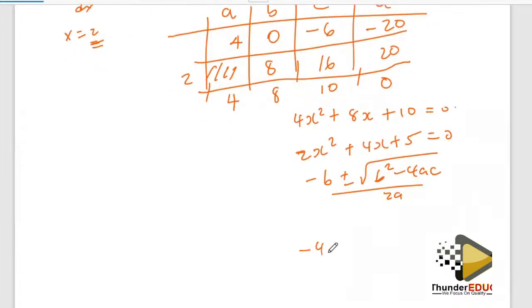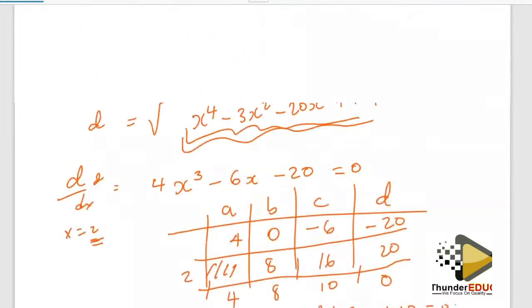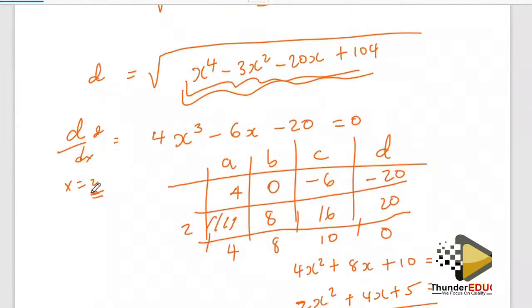Okay, if I try negative 4 plus minus, that's going to be 4 squared. I'm subtracting 4 times 2 times 5 over 2 times 2. So I'm already seeing that 4 squared is a 16. 4 times 2 times that, that's already a 40. So I'm going to have a negative under the root sign. So I'm not going to have any roots there. So which means we can only have a minimum when x is a 2. Okay? Then I'm gonna substitute this x2 back there.